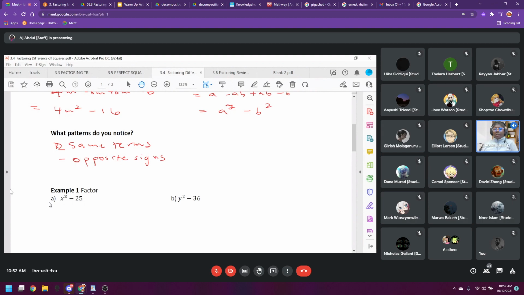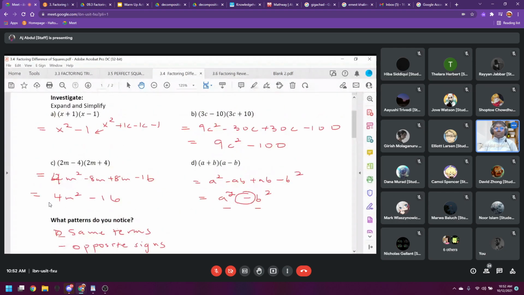So what patterns do we notice? We notice that when it's a difference of squares, we have a perfect square and a perfect square that are subtracted. So we end up with a binomial of two perfect squares, and the difference means they are subtracted. That's what we end up with, all four of them.